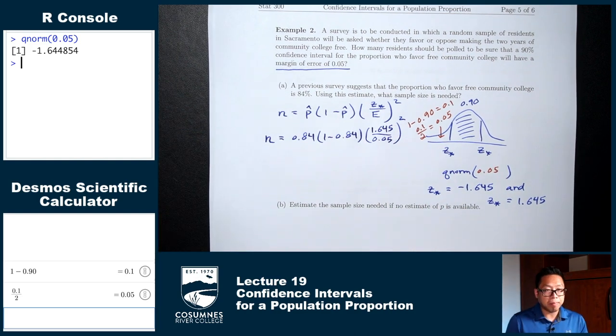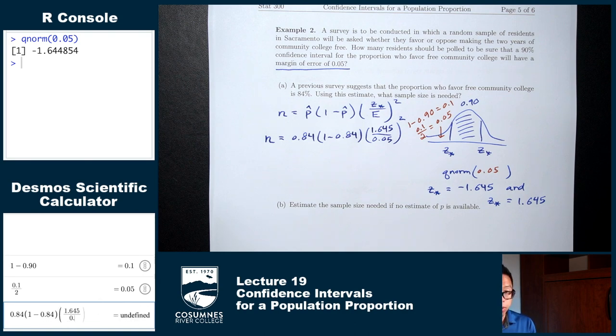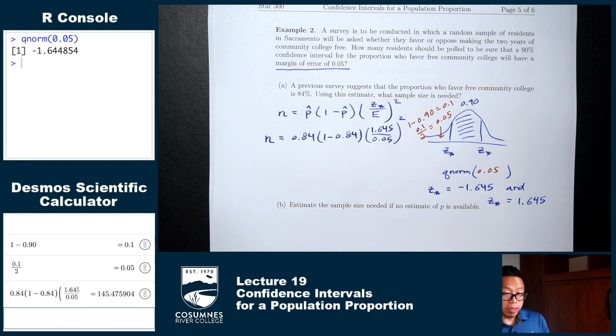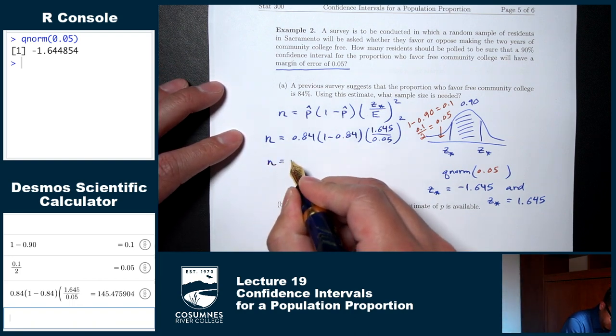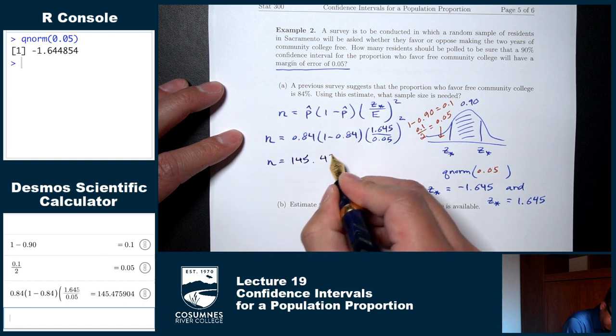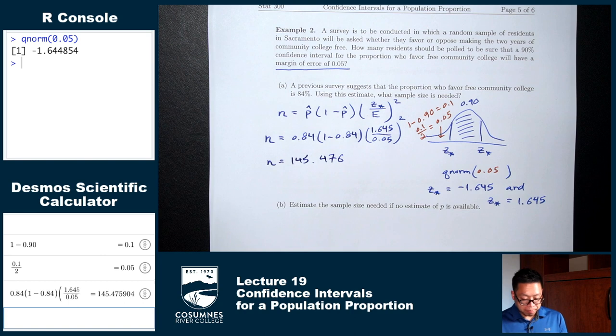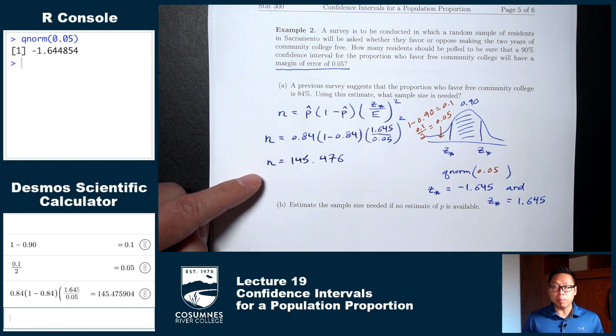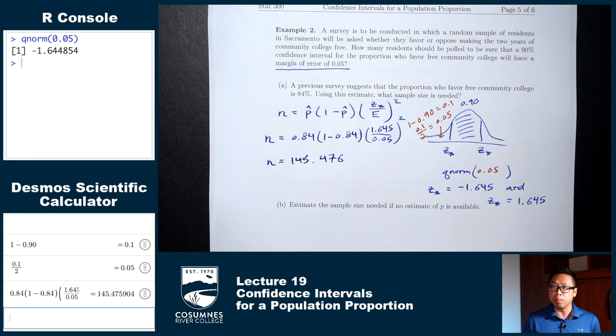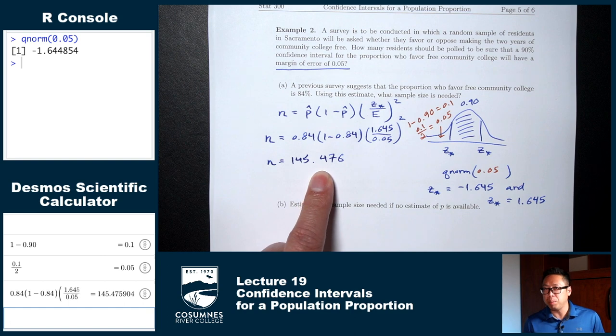Okay, so on a calculator, 0.84 times 1 minus 0.84, times 1.645 over 0.05, close parentheses, don't forget to square, and I get 145.476. We're not done, because I'm looking for a sample size. So in other words, I'm looking for how many people to include in my sample. It doesn't make sense to have decimals. It doesn't make sense to have 0.476 people.